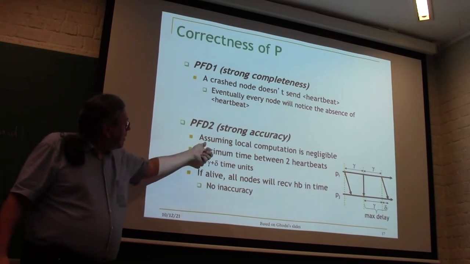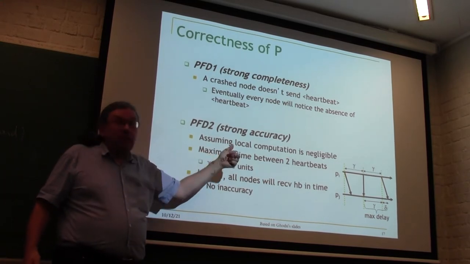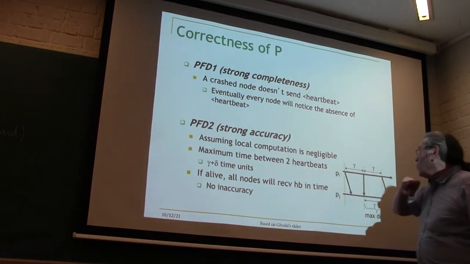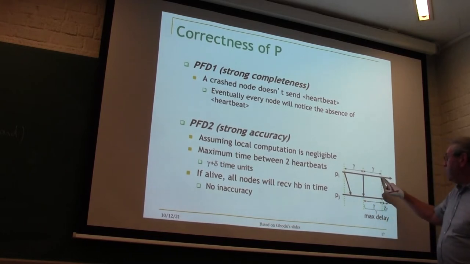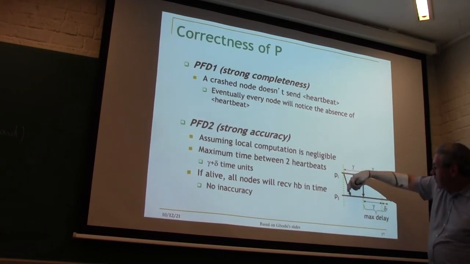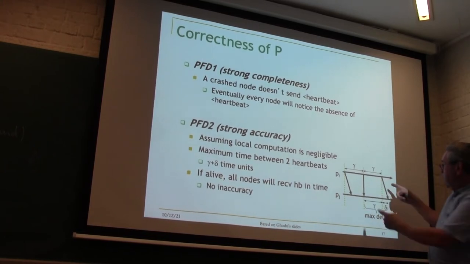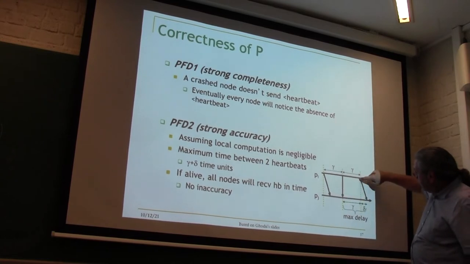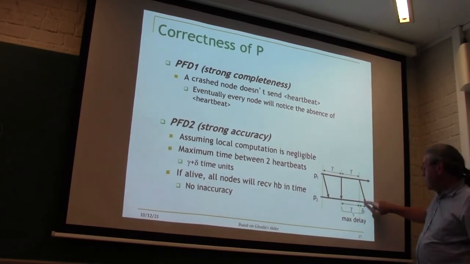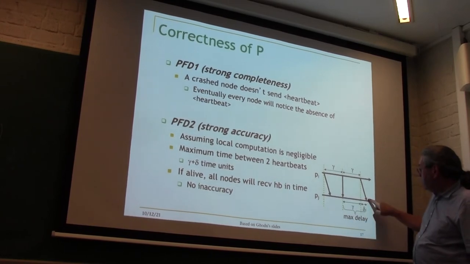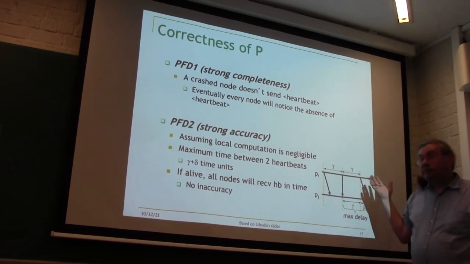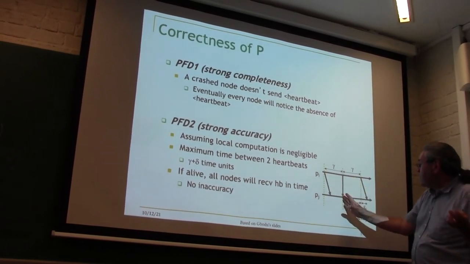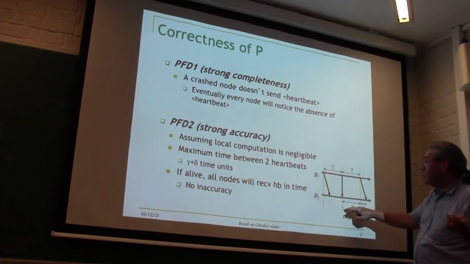Assuming local computation is negligible. If it's not, then you have to add a little bit of time. So the maximum time between two heartbeats is what? I'm sending them every gamma, and the delay is between 0 and delta. So the maximum time is when this one is as fast as possible, and the next one is as slow as possible. So the maximum delay between two heartbeats is gamma plus delta, right? The first one is as fast as it can go, and this one is as slow as it can go, okay?